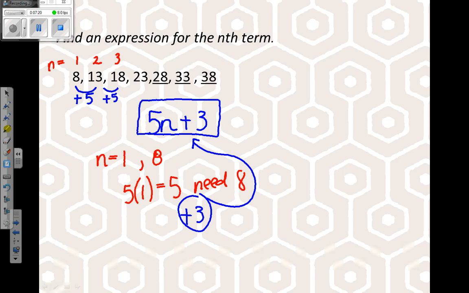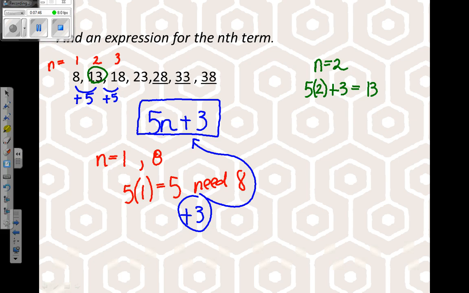This is an expression. Remember, expressions don't have equal signs. And let's check it for the next few terms in my sequence. When n equals 2, if I plug in 2 for n, that would be 5 times 2 plus 3, which would give me 13. Was 13 my second number in my sequence? If I look back over here, yes, it was. So it checks for that one.